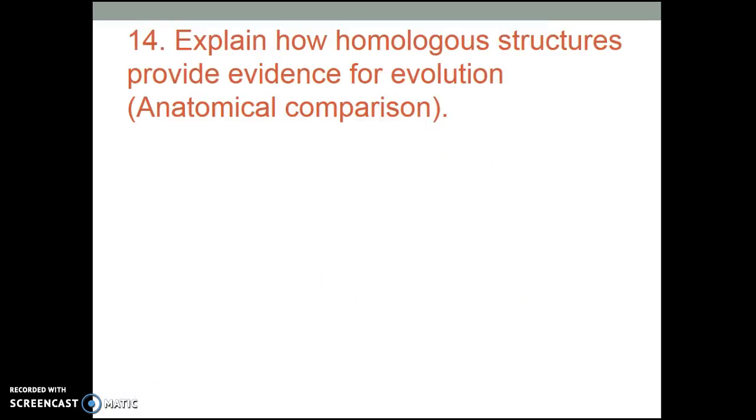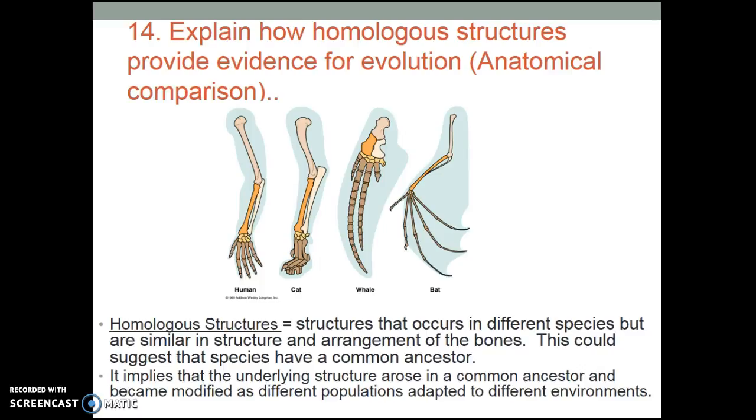What are homologous structures? Homologous structures are those that are in different species but have a similar structure and arrangement of bones. And they suggest a common ancestor.